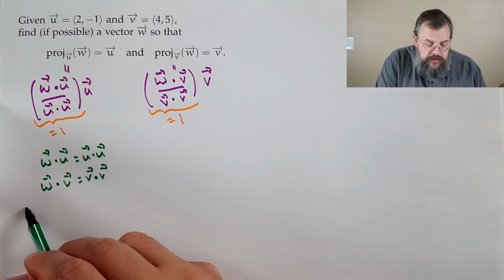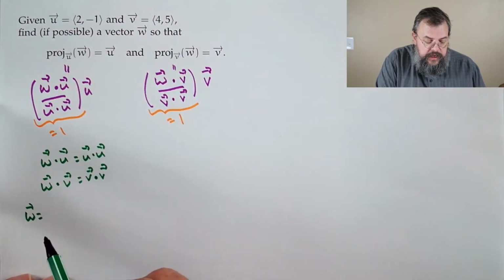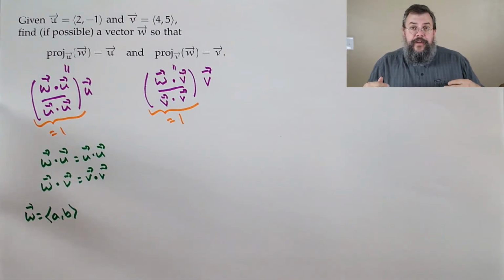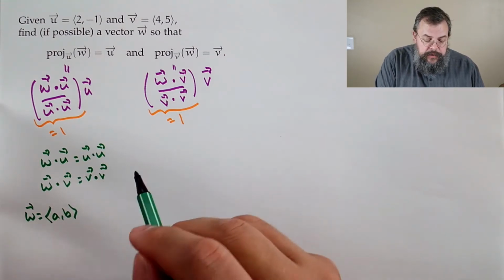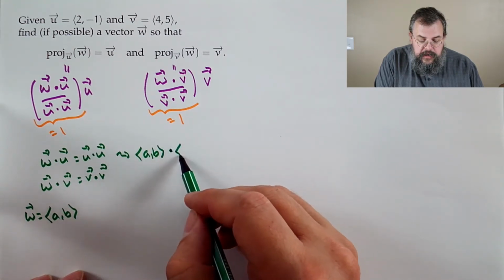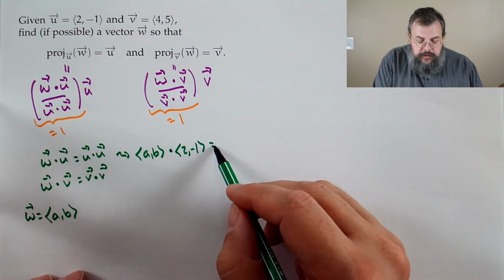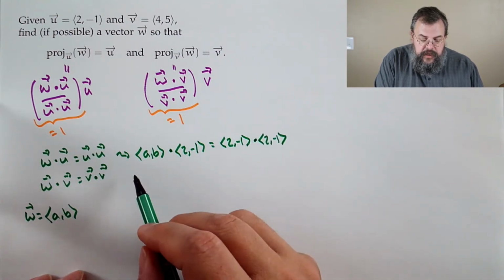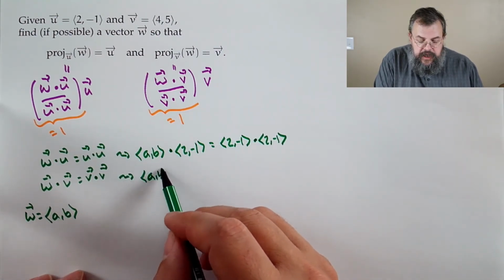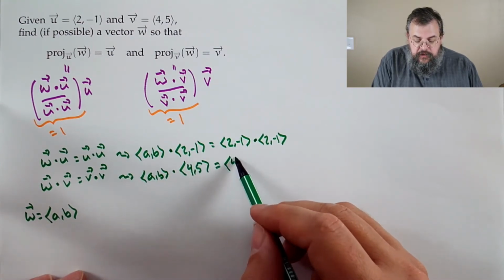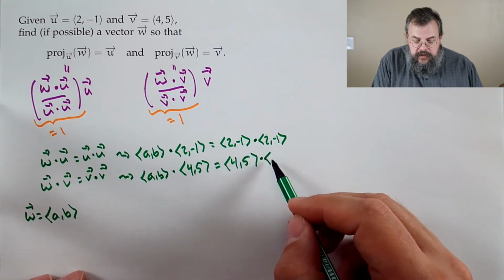We don't know what w is, but it's two-dimensional because we're working in a two-dimensional setting. We'll call it a, b. So we have these two numbers, a and b. a is how much we move in the x direction, b how much in the y direction. So if I take w dot u, that's really saying a, b dot 2, negative 1 has to equal 2, negative 1 dot 2, negative 1. And the second equation says a, b dot 4, 5 has to be equal to 4, 5 dot 4, 5.